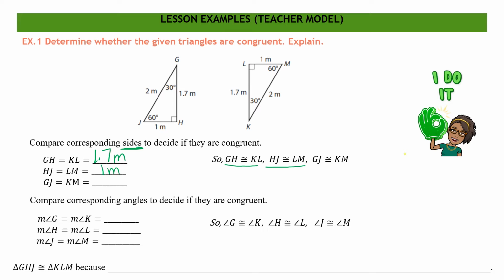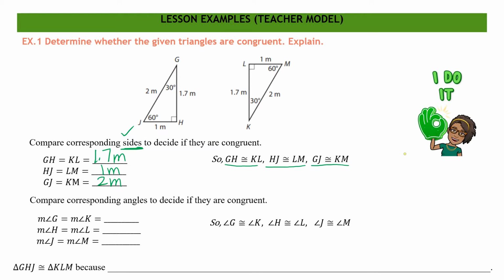Then we're looking at sides GJ and KM. So GJ I see is 2 meters and KM is also 2 meters. So their sides are equal. So I can say that the sides are in fact congruent. So far we've shown that the 3 pairs of sides are congruent. Now we have to just make sure that the angles are congruent.